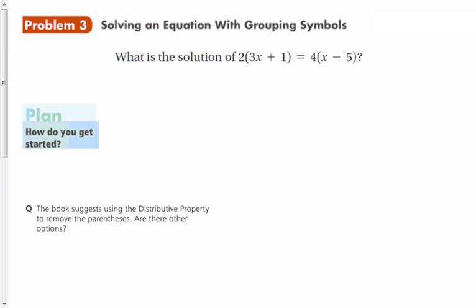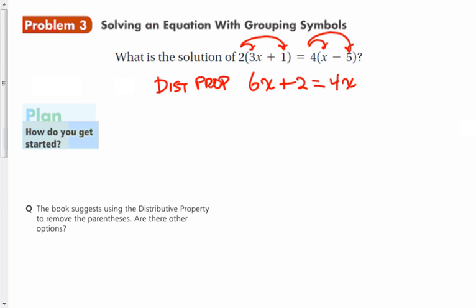All right, sometimes we'll have some grouping symbols to deal with, and you can deal with them a couple ways, just like we did in the last lesson. But one way would just be to go ahead and use the distributive property right away, get rid of those parentheses. So then I would get 2 times 3x is 6x, 2 times 1 is 2. Then I get 4 times x is 4x, 4 times 5 is 20.